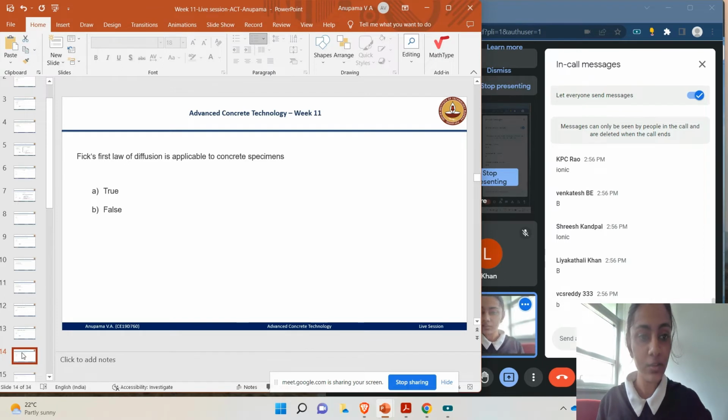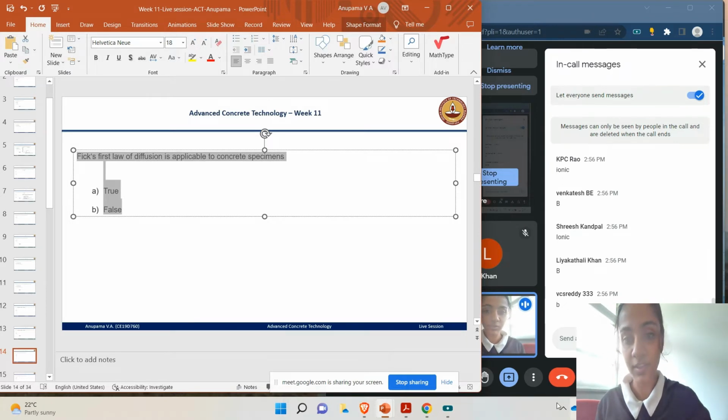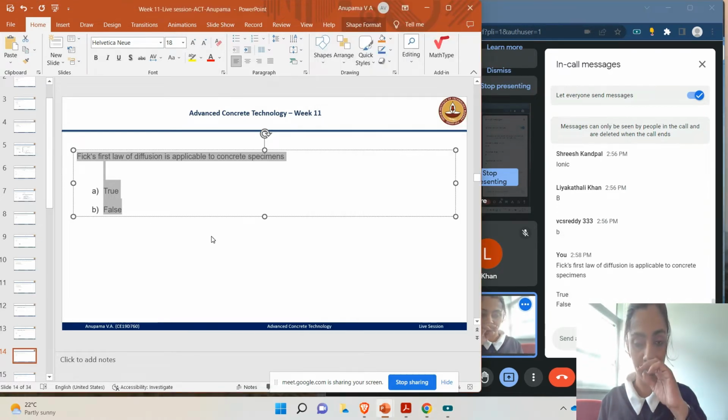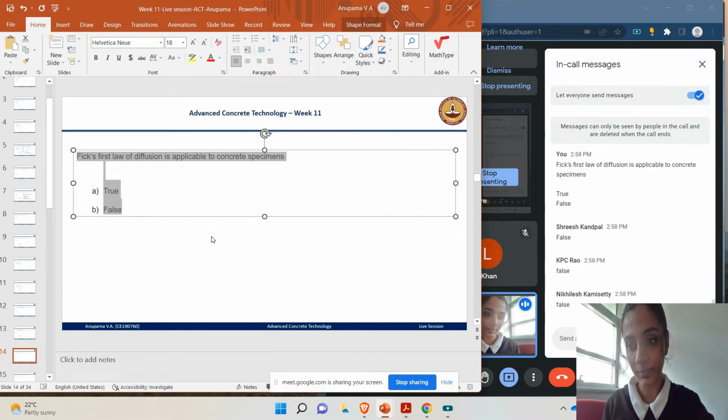Okay, so this is also a true or false statement. Fick's first law of diffusion is applicable to concrete specimens. So this is a very general statement. Okay, there is a concrete specimen. Fick's first law of diffusion is applicable.